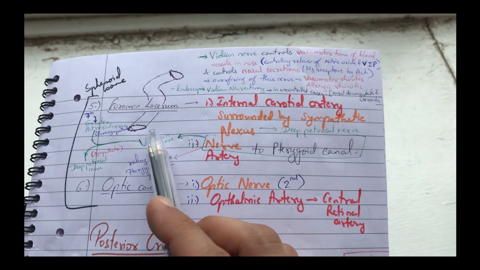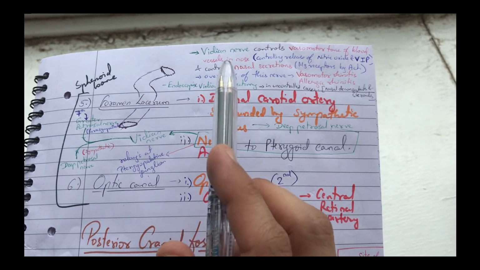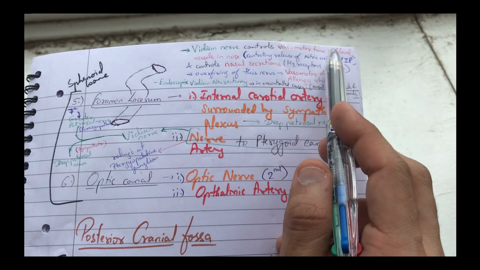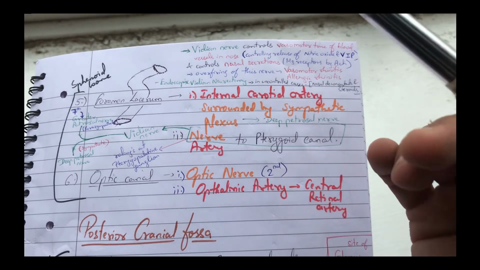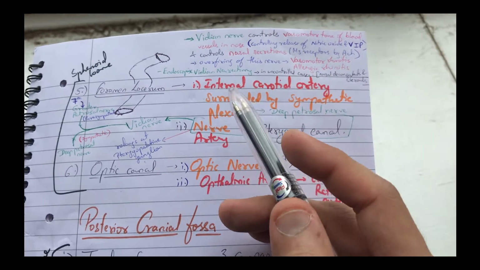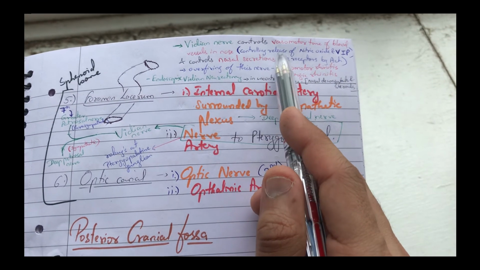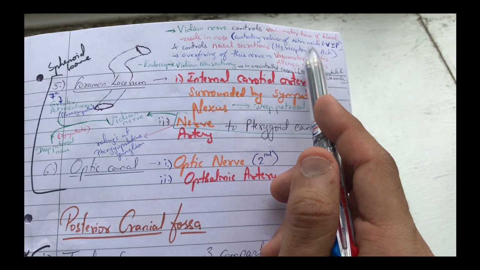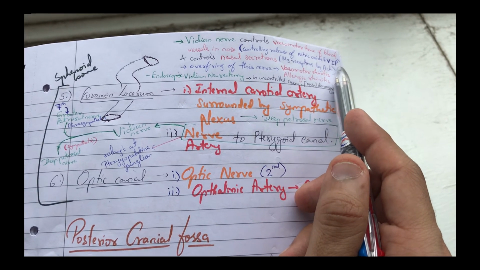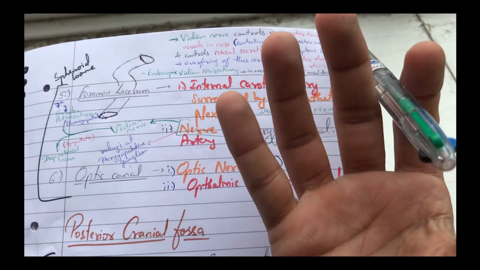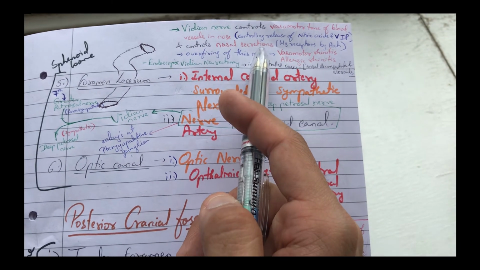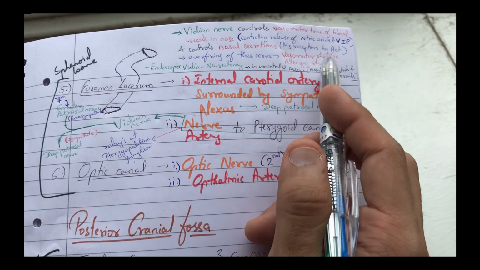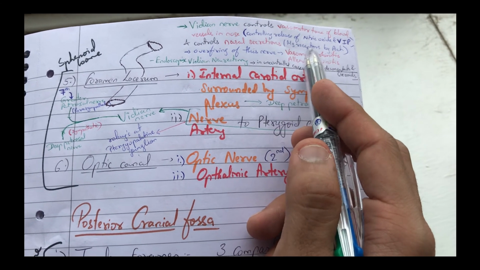Now the vidian nerve is very important. Why? Because the vidian nerve controls the vasomotor tone of the vessels in the nose, specifically in the nasal mucosa on the turbinates and everything. So it controls the release of nitric oxide and vasoactive intestinal peptide. This basically controls the vasomotor tone, and also controls the nasal secretion by releasing acetylcholine on the M3 receptors.